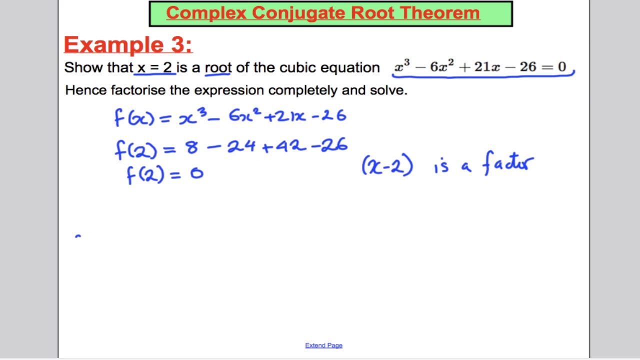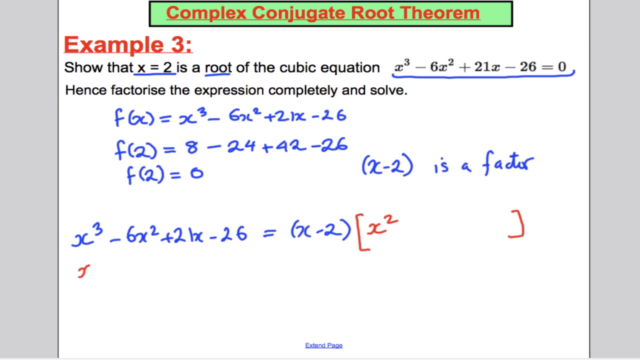We can write down the thing we're trying to factorize, x cubed minus 6x squared plus 21x minus 26, okay? And we know that x minus 2 is one of the factors. And then we can use what we did in the previous video to find what needs to go in this bracket to multiply by the x minus 2 to give me the thing we're trying to factorize. What needs going here to multiply by the x to give me the x cubed? Well, x squared, certainly.